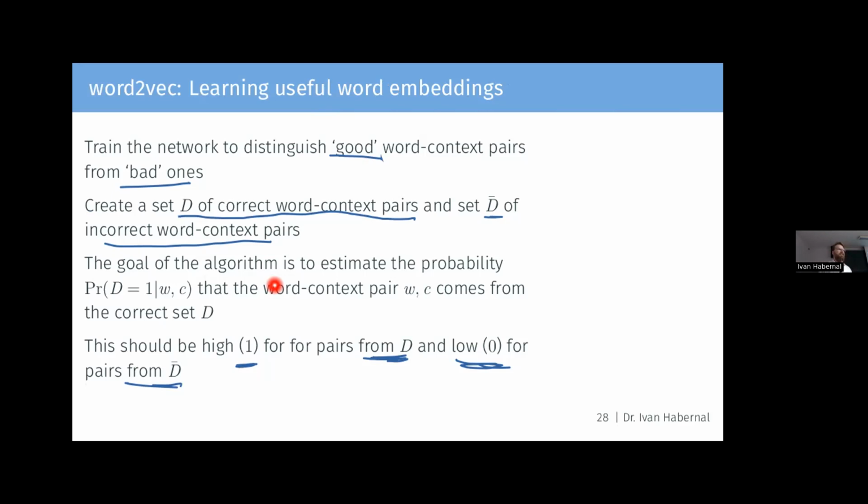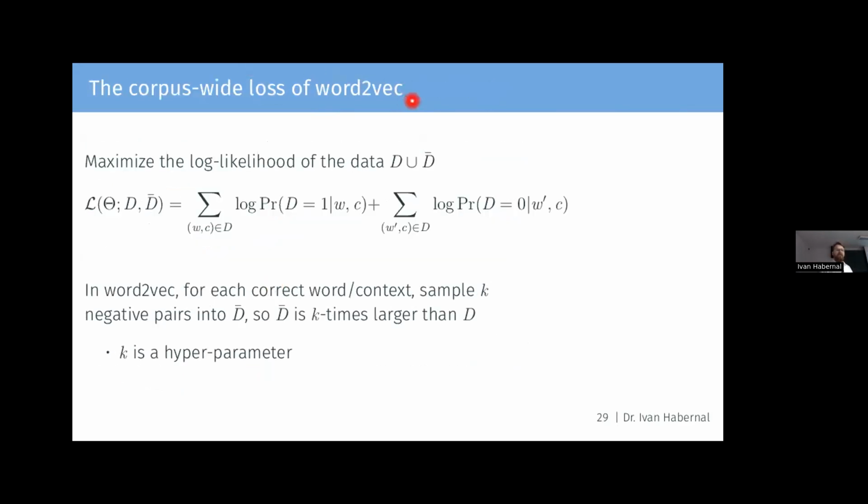Okay, I think I have to move on because we still have something to finish. So the loss of word2vec is, as we said, this formula of loss. You sum the losses over all the instances, predicting 1 for correct and 0 for incorrect. So this is a standard thing, you don't have to remember that. The point is, for each correct word-context pair, we sample k negative pairs from the others. So the negatives are k times larger than D. The negative parameter is a hyperparameter, maybe like 5 or 20. You have many more negative examples for the network to learn than positive ones, and it works better.